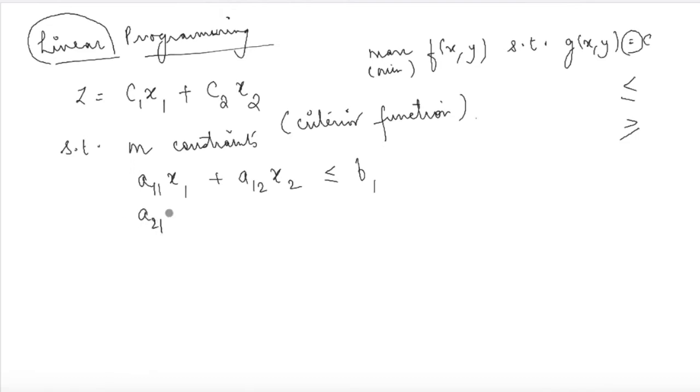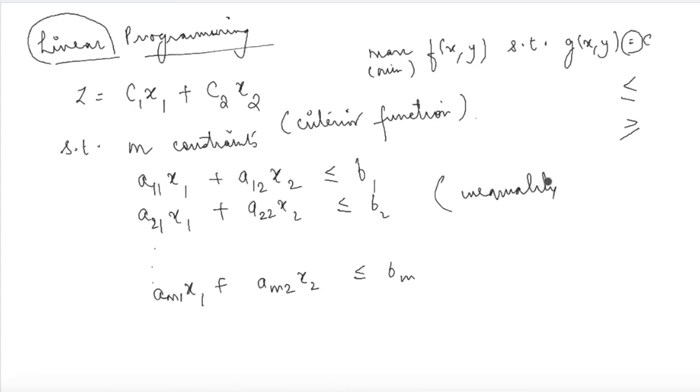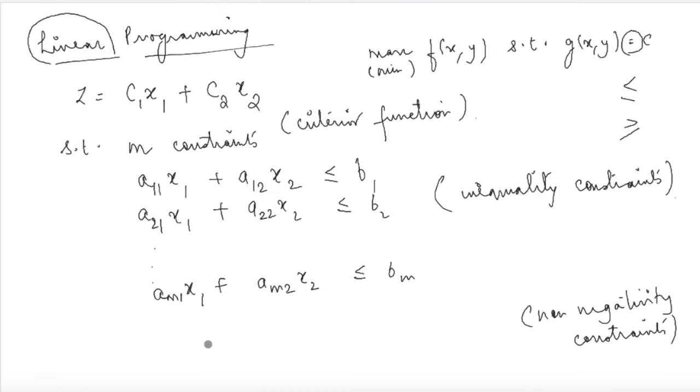So you can have m such constraints in x1 and x2. These are called inequality constraints. And the last is the non-negativity constraints, which are imposed on the decision variables. So here the two decision variables, x1 and x2, we say that these are non-negative. x1 and x2 are non-negative. So this is how you define a linear programming problem.